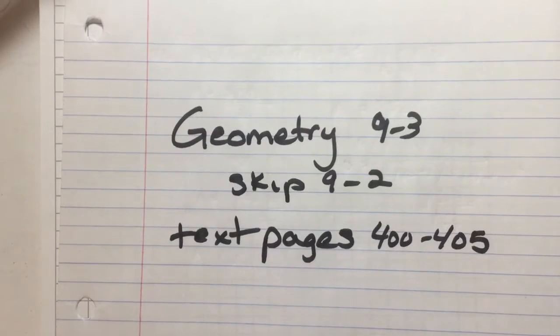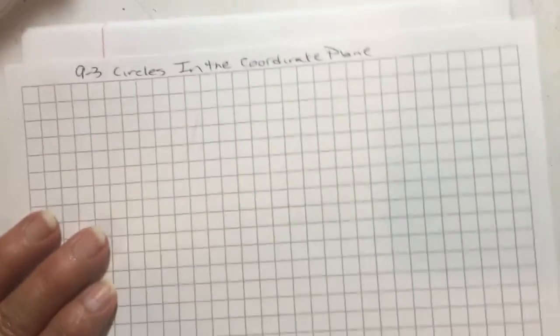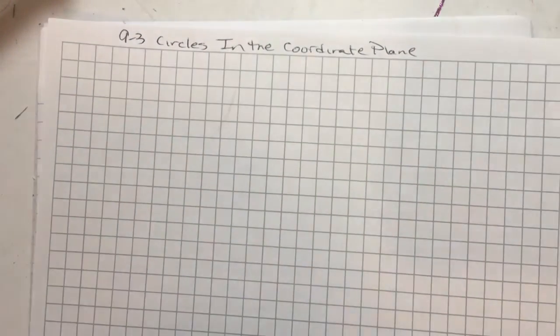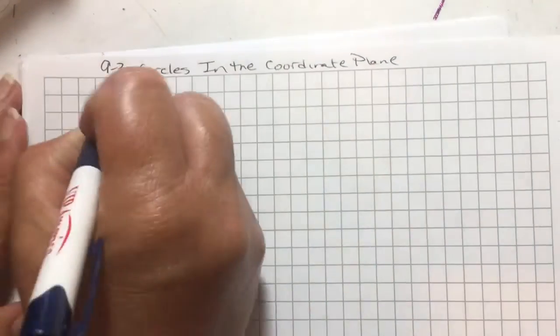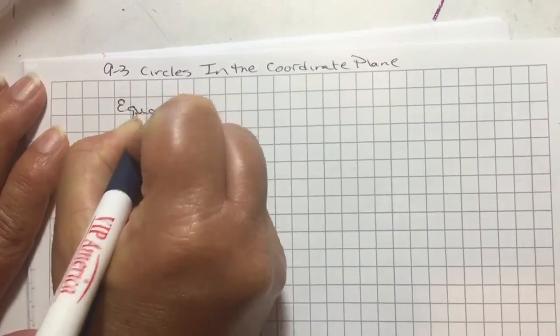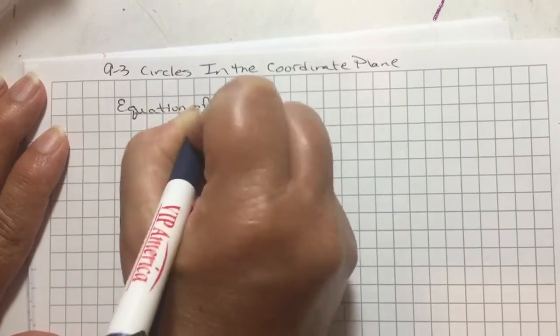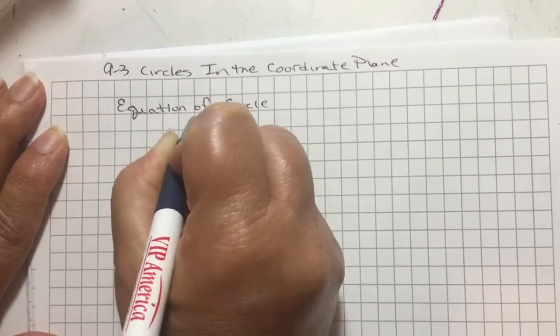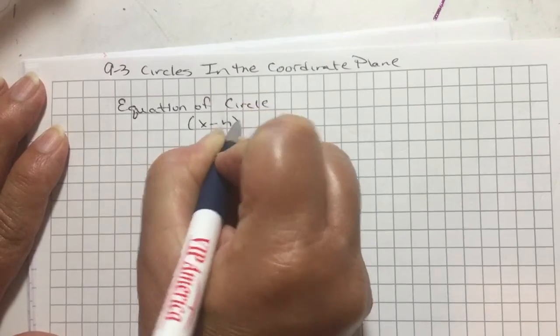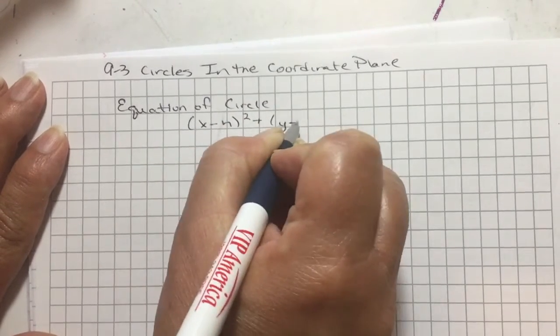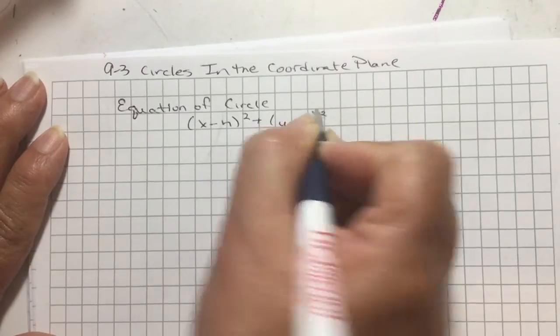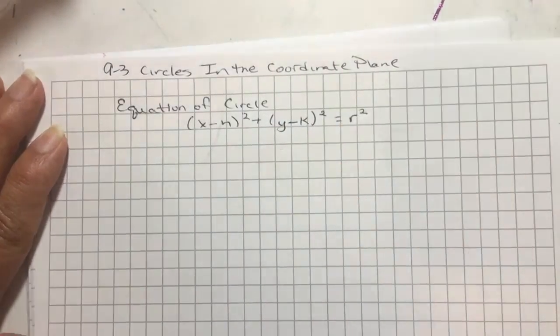So we're skipping 9.2 and headed to 9.3, and you should have graph paper for today's assignment. We're going to be talking about circles, actually circles in the coordinate plane. Let's start off with the general form for the equation of a circle. It looks like (x − h)² + (y − k)² = r².